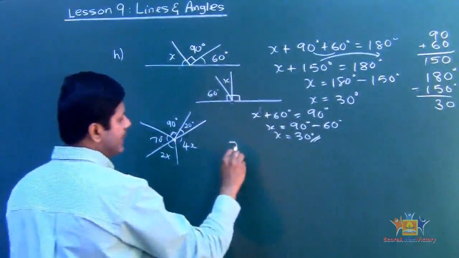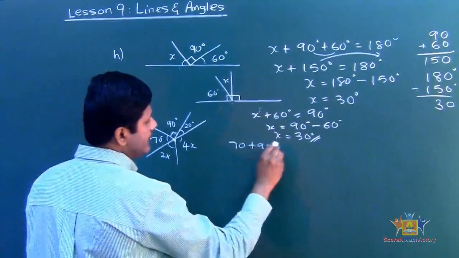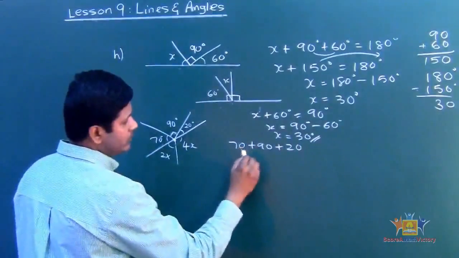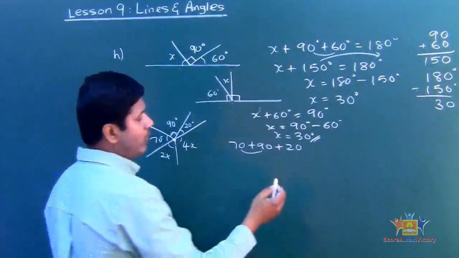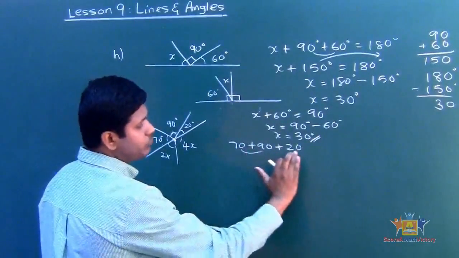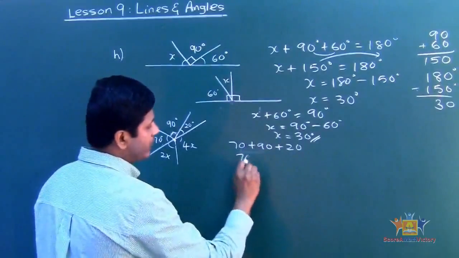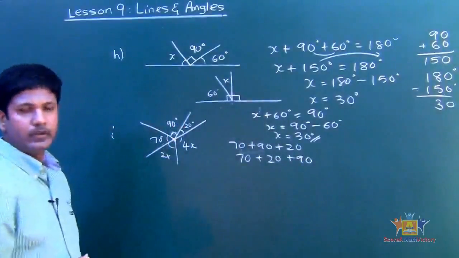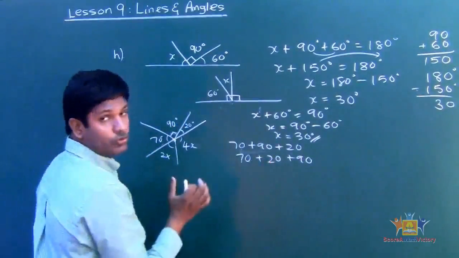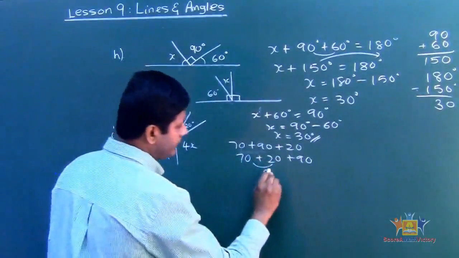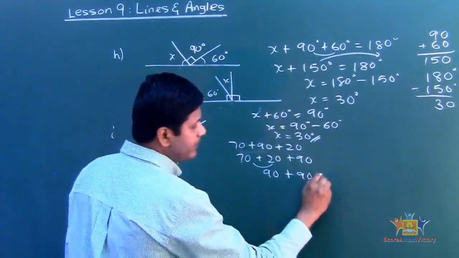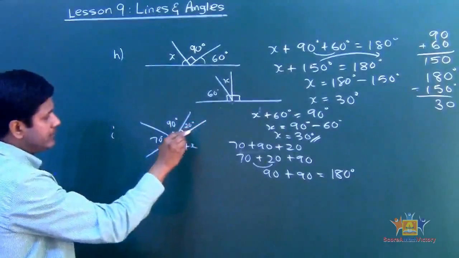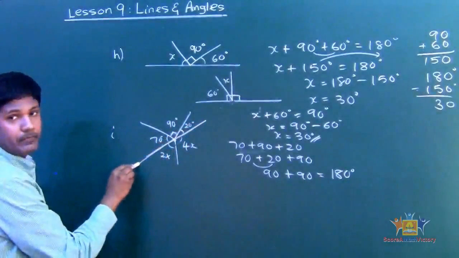That means 70 plus 90 plus 20 should give me 180. Okay, so 70 plus 90, or I can add this way, 70 plus 20 is what? I can rearrange it this way. In addition, you can rearrange the numbers. Alright, so 70 plus 20 is 90. 90 plus 90 is 180. That confirms this is a straight line.